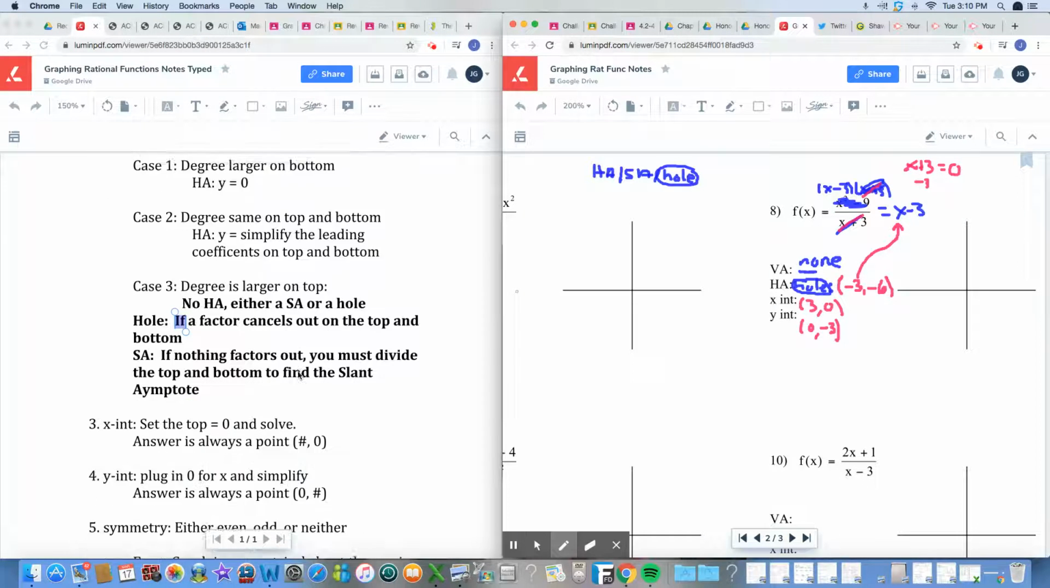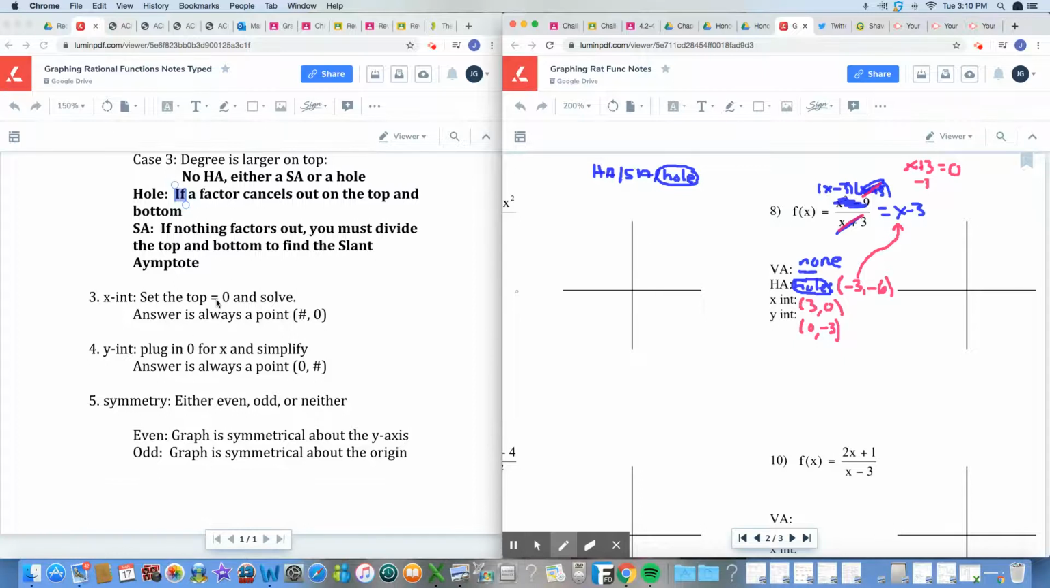So all the same steps that I used to follow, right? X-intercepts, the top equals 0. Well, the top is x minus 3. So x minus 3 equals 0, we get 3. That's why it's at 3, 0. The y-intercept, plug in 0 for x and simplify. Negative 3. Plus, this is a line. B is our y-intercept, which is negative 3. Right? So you're just going to graph those 2 points.